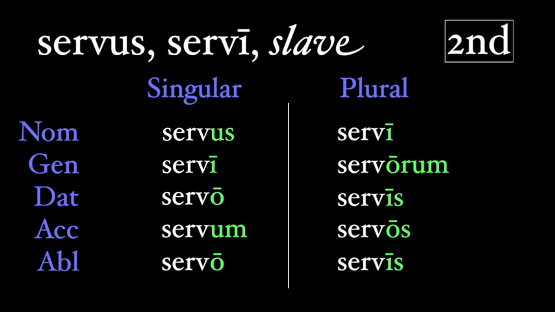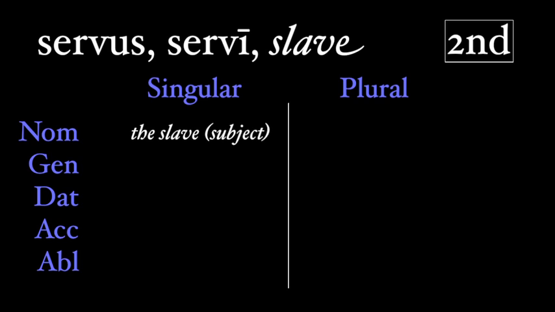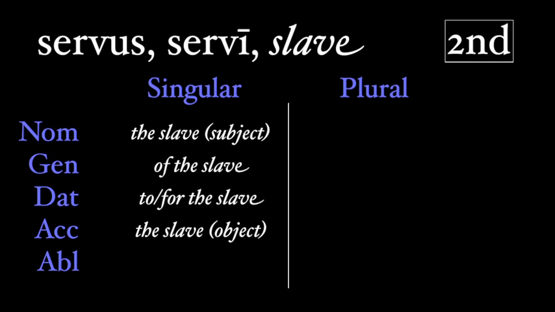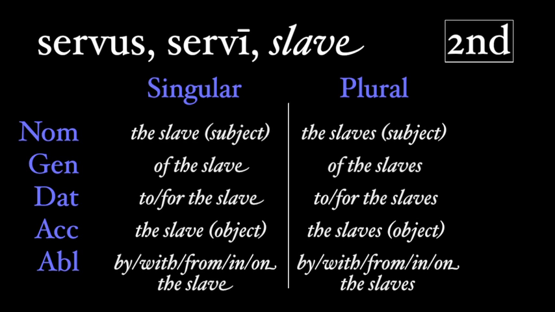Now that we have the full declension, it helps to add translations. The slave, or a slave, since Latin doesn't differentiate between the slave, a slave, or even just slave. Of the slave, to or for the slave as the object of a verb, and the ablative by, with, from, in, on the slave. The plurals go likewise.